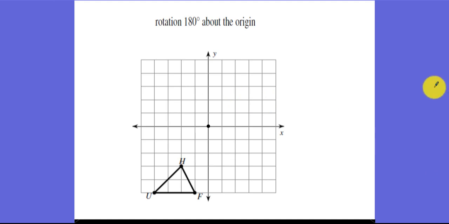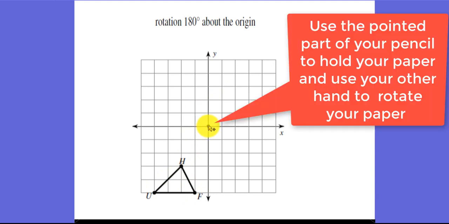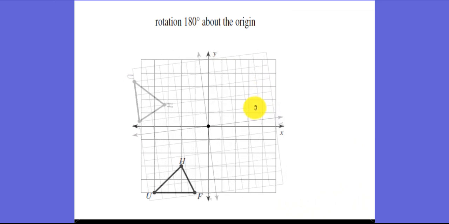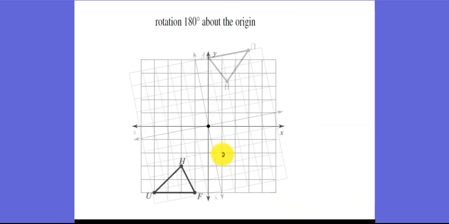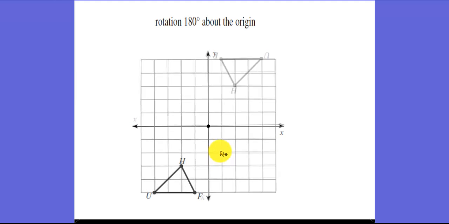Okay, so again, using our paper, we have to copy this triangle, plot this in your graphing paper, and then put your pencil here, and then use your hand to rotate your paper 180 degrees. So I'm going to rotate this 180 degrees. This is 90, and then this will be 180.